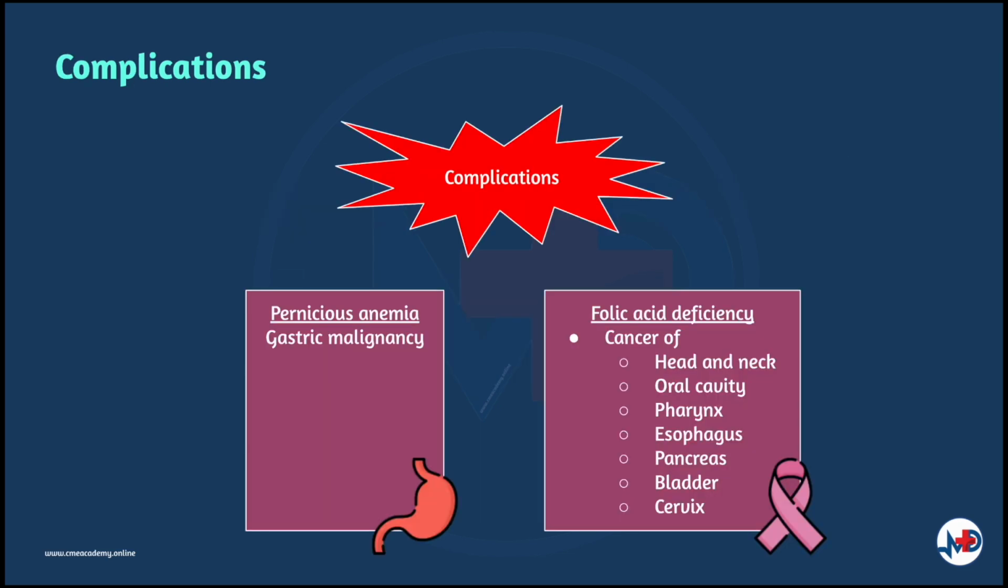The most concerning complication of patients with megaloblastic anemia secondary to pernicious anemia would be gastric malignancy. The incidence of gastric malignancy in patients with pernicious anemia was reported as 0.27% per patient a year, and there was a 7-fold relative risk of gastric cancer in those with pernicious anemia. According to a study done in 2018, folate deficiency increases the risk for cancers of the head and neck, oral cavity and pharynx, esophagus, pancreas, bladder and cervix.